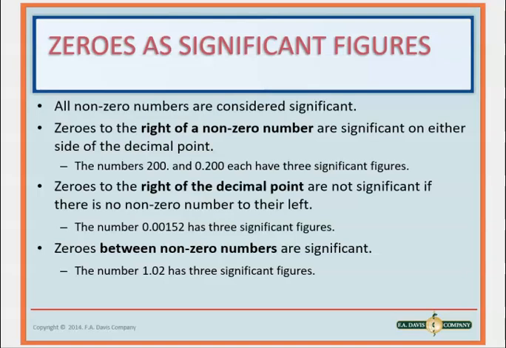All non-zero numbers are considered significant. So these would be your 1, 2, 3, 4, 5, and so on. Zeros to the right of non-zero numbers are significant on either side of the decimal, and we looked at some examples of that in the lecture video. Zeros to the right of the decimal point are not significant if there's no non-zero number to the left. And finally, zeros between non-zero numbers are always significant.